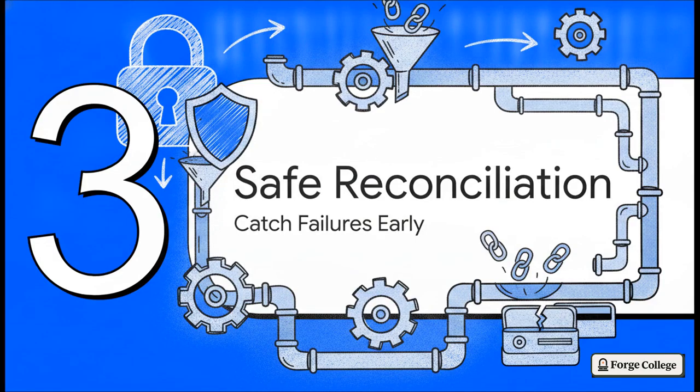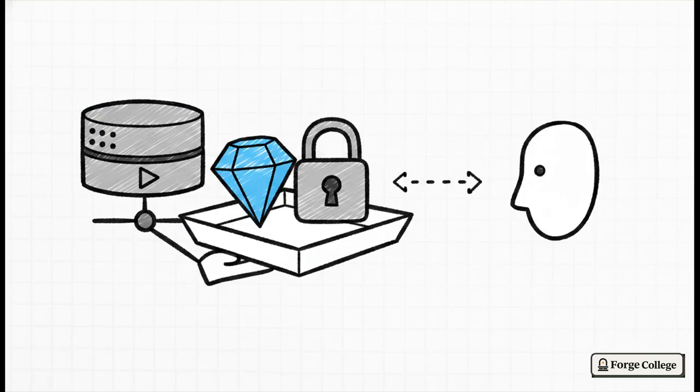Which brings us to section 3, safe reconciliation workflows, how we go about catching these failures early. As we constantly emphasize in our advanced tracks at Forge College, the golden rule of keeping things safe is incredibly simple. Always serve the proof with the payload. It's kind of like handing someone a precious diamond and the certified appraisal document at the exact same time.